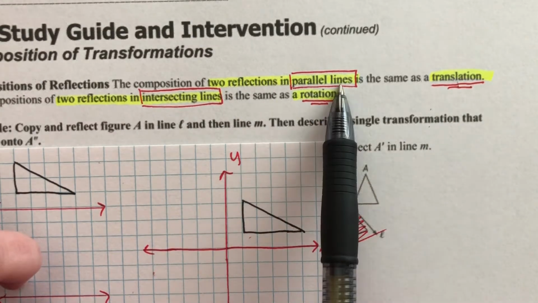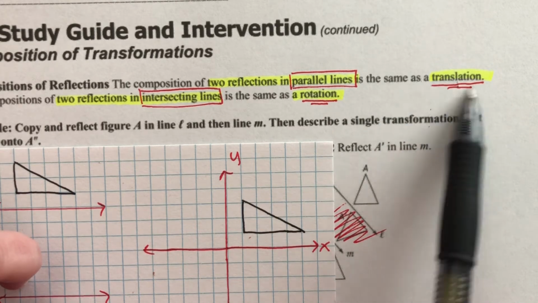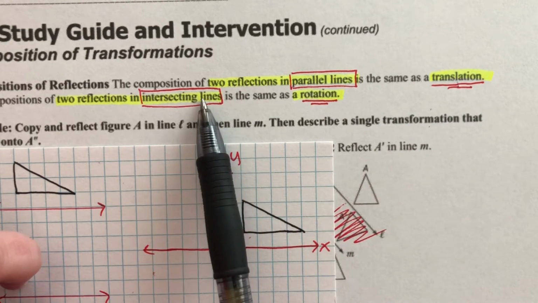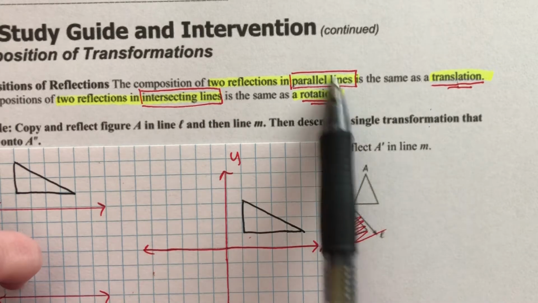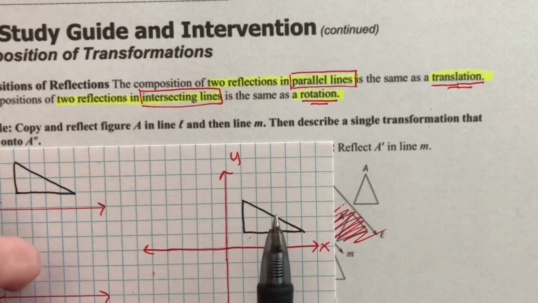So if it's reflected over parallel lines, it's the same thing as a slide or translation. If you reflect it over intersecting lines, it's the same thing as two flips or a rotation. So we're going to go over that.